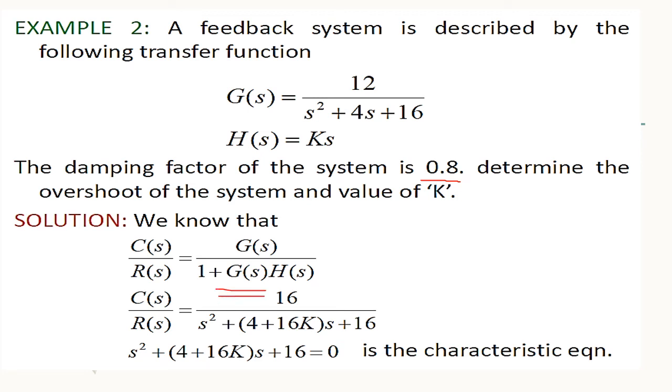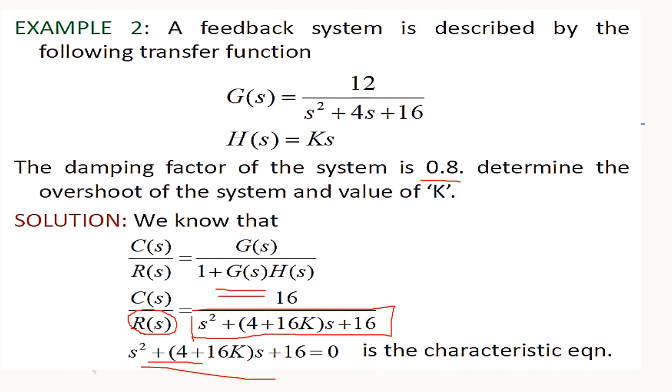So if I find the total transfer function of the system, I know that C of s divided by R of s is equal to G of s divided by 1 plus G of s into H of s. So C of s divided by R of s is equal to 16 divided by s square plus 4 plus 16k into s plus 16. Understand this, the characteristic equation is not multiplied with the unit step. It is other than the unit step. If you multiply again an s function, the whole system will change. The output response will change. So the characteristic equation is s square plus 4 plus 16k into s plus 16.